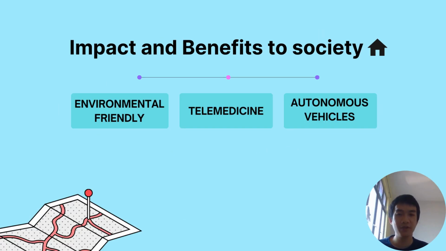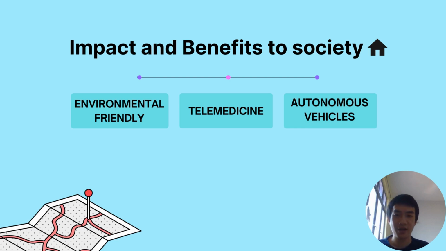So these are the impact and benefits of 5G to society. First, environmentally friendly. 5G consumes less power compared to 4G, so it is more energy efficient, which is very good for our environment. In the case of medicine, it helps in patient monitoring and the quick transmission of large medical data sets from one place to another. 5G provides low latency, which enables real-time interactions and contributes to autonomous vehicles. Imagine that vehicles can communicate with each other and with traffic infrastructure to improve our road safety and traffic efficiency.